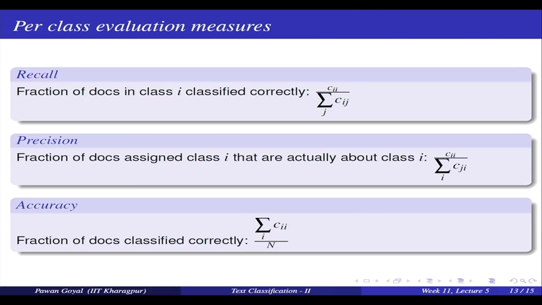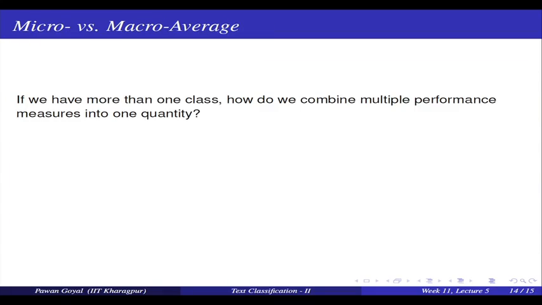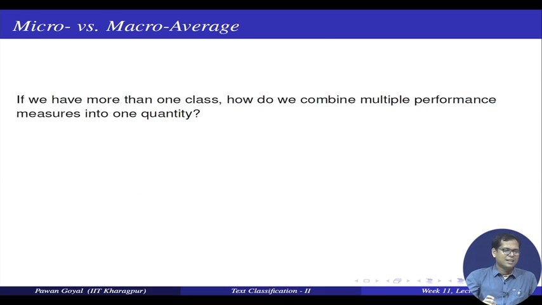Now, this is for each individual class, while accuracy talks about the overall test data. But can you compute micro and macro average precision for this test data? If we have more than one class, how do we combine the performance measures for individual classes to make a single evaluation measure? That's my micro and macro average precision.